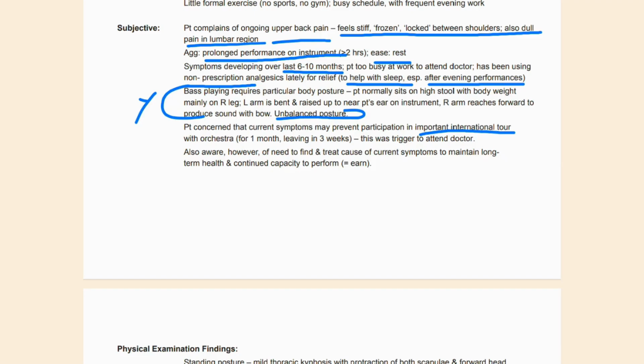The patient is also aware, however, of the need to find and treat the cause of the current symptoms to maintain long-term health and continue the capacity to perform. So only these things we can include from the subjective details.